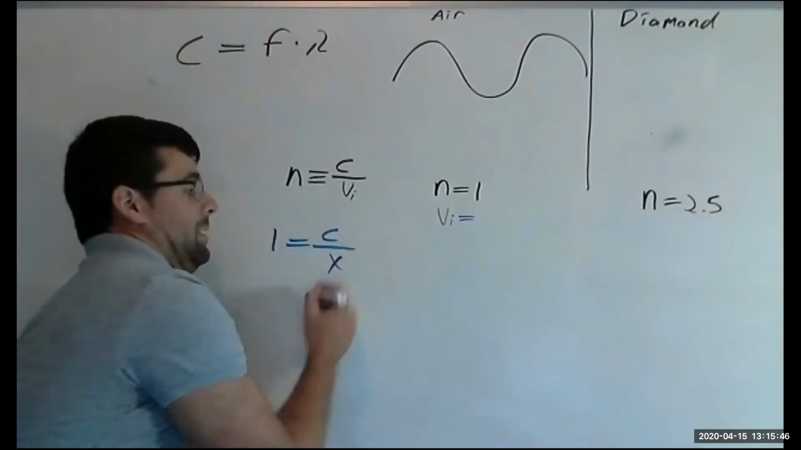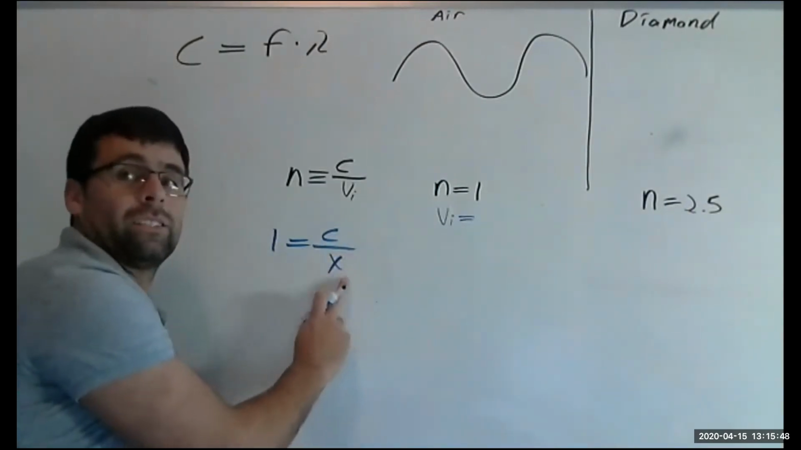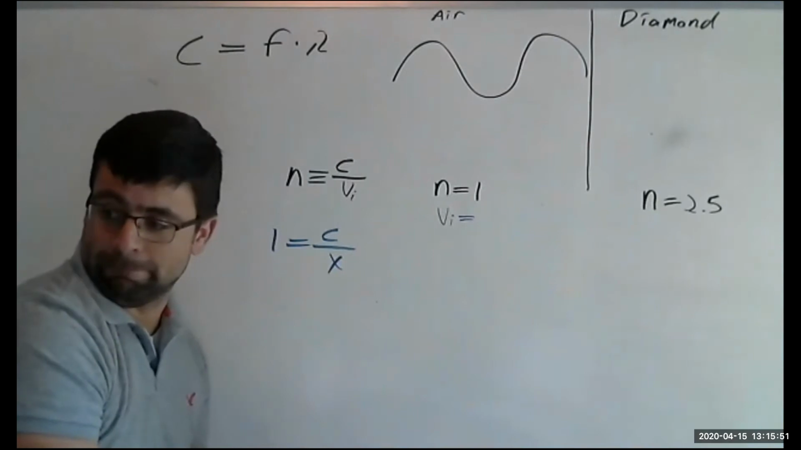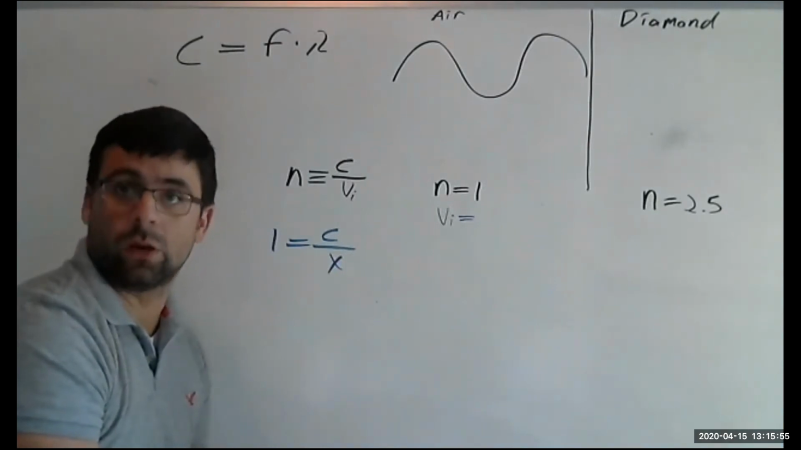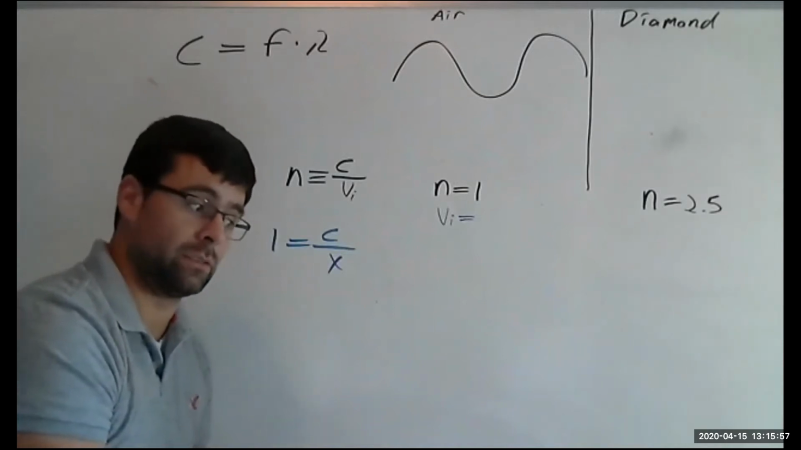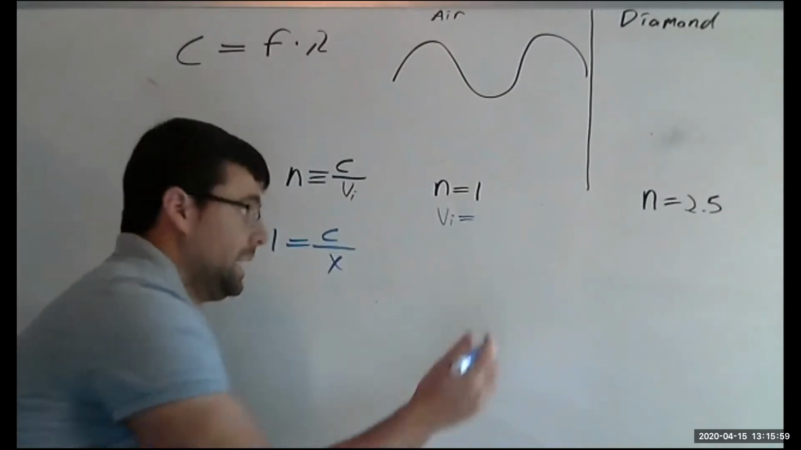Solve this equation for x. X will equal c times 1, right? Okay, and c times 1 is c.